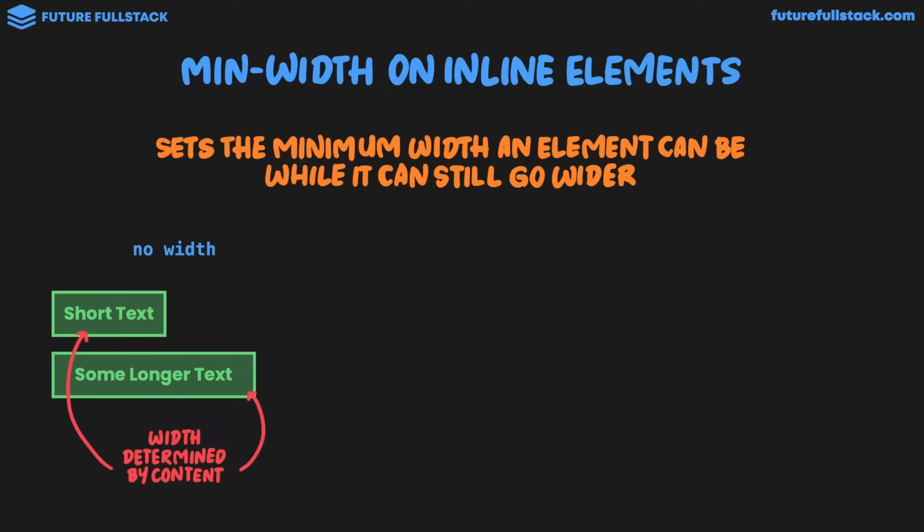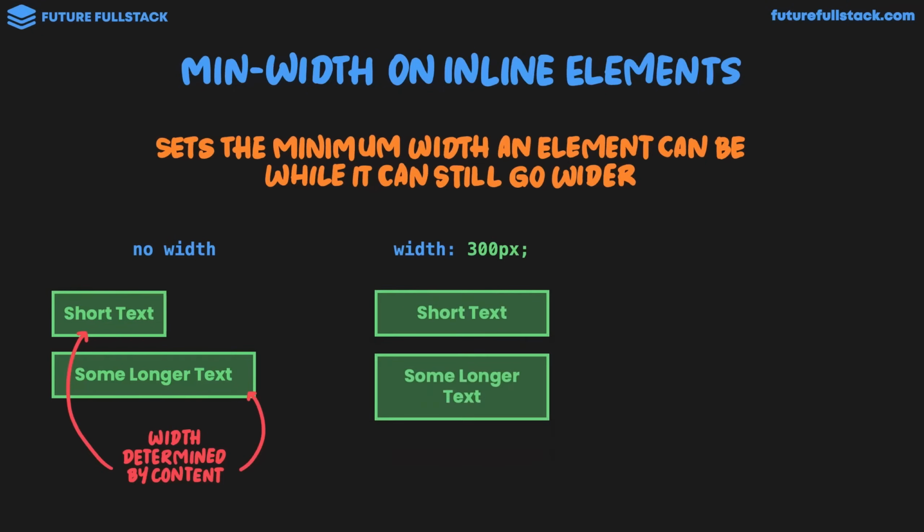Let's now go and apply a fixed width of 300 pixels to the span. To do this, you'd also need to change the display property to inline block, because we've seen previously, you can't set width or height on an inline element. You have to change it to an inline block element. Because we've set a fixed width of 300 pixels, both the short text and the longer text have a width of 300 pixels. And in the case of the longer text, the text is now wrapping onto a second line.